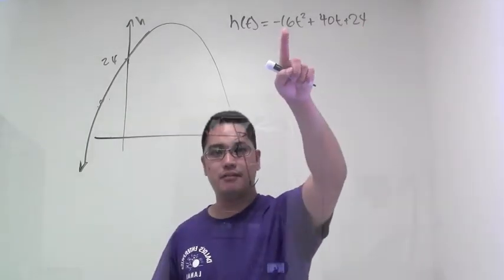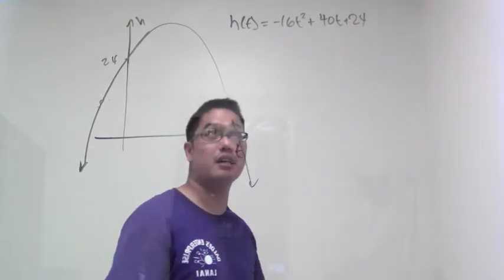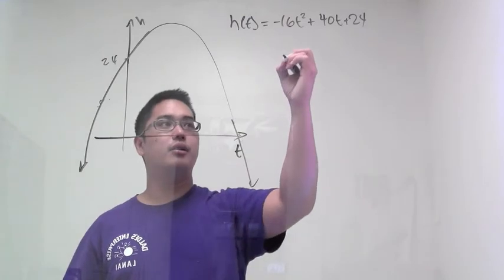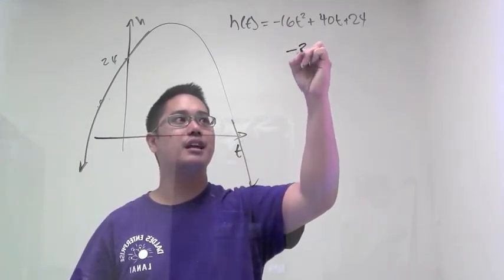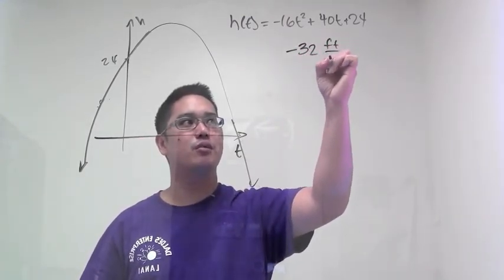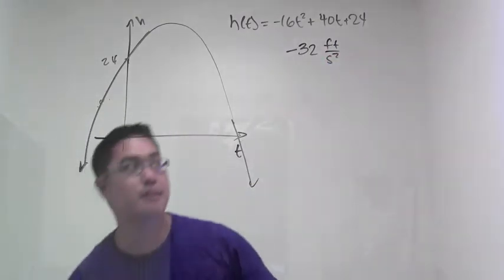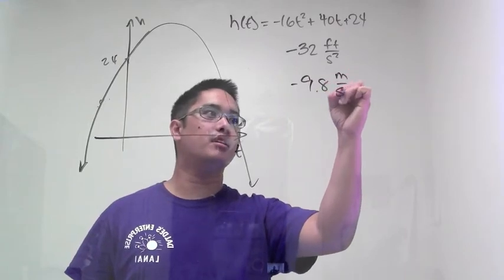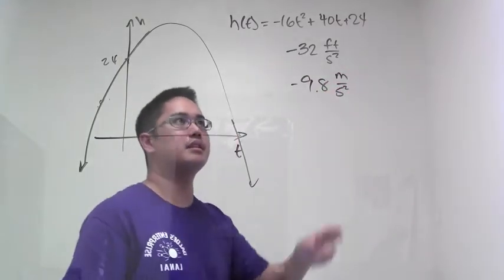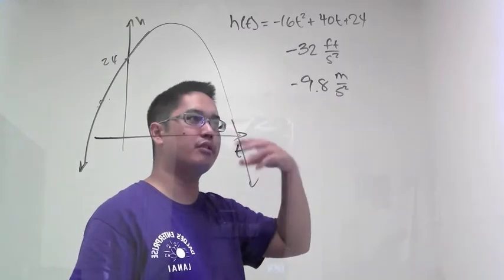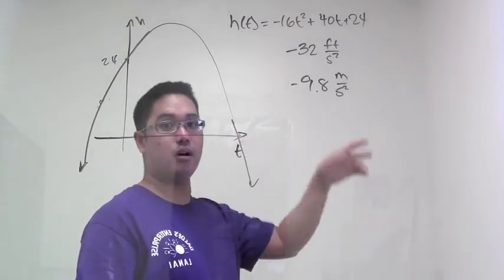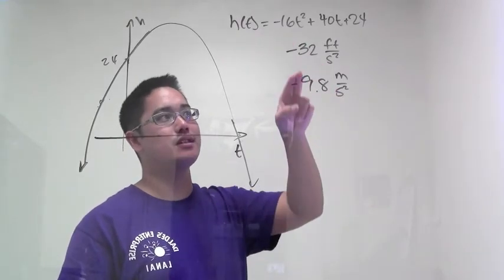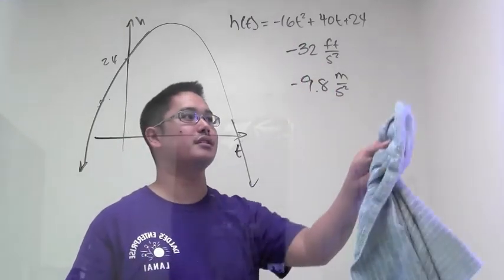See this negative 16 right here? This negative 16 actually comes from gravity. The measurement of gravity is negative 32 feet per second squared. And I think that maybe some of you know it as negative 9.8 meters per second squared. But the value we put out here whenever we're describing it in a physics context when throwing balls and whatnot is half of this. Since it's a negative 16, I know that they're measuring everything in feet.